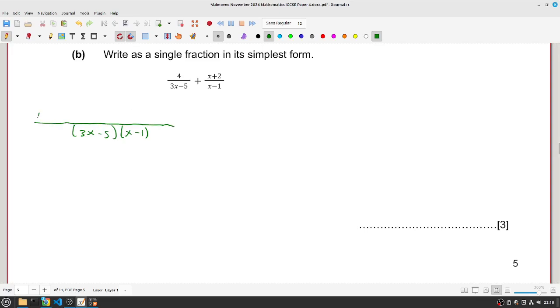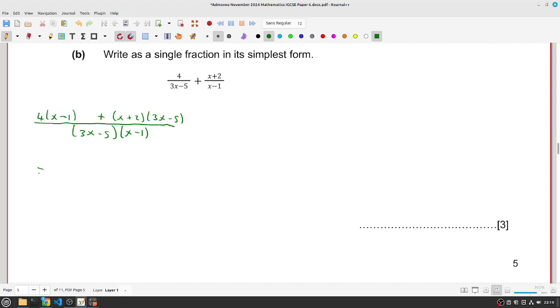So now at the top, we had a 4 on the left. So the 4 already has the 3x minus 5, so it still needs the x minus 1, right? Or we can think about it like we just said. The 3x minus 5 had to be multiplied with x minus 1 to get this denominator. So since we multiplied the bottom by x minus 1, we also have to multiply the top by x minus 1. Okay, x minus 1. Then we had a plus, and we had the x plus 2. Okay, so this x plus 2 already has the x minus 1, so it still needs the 3x minus 5. So it still needs to be multiplied with 3x minus 5.